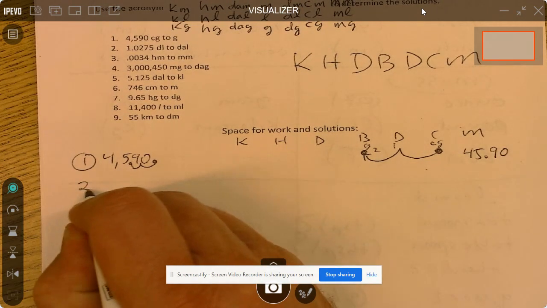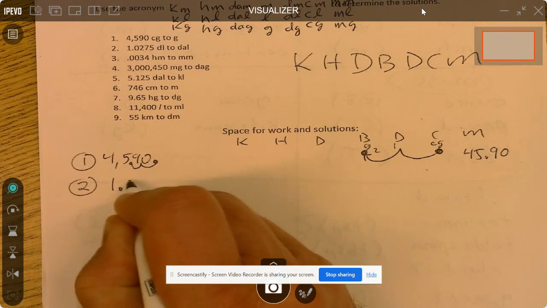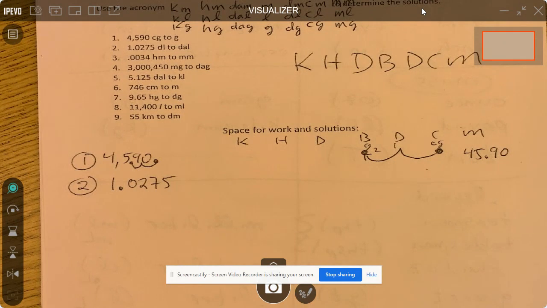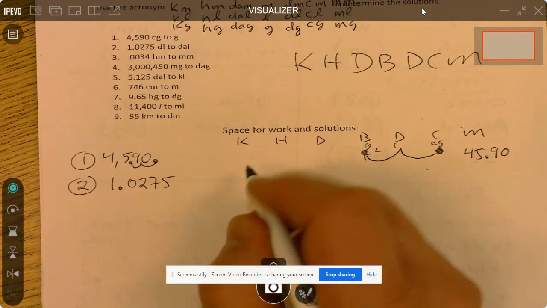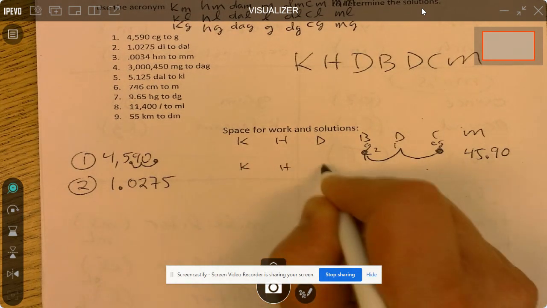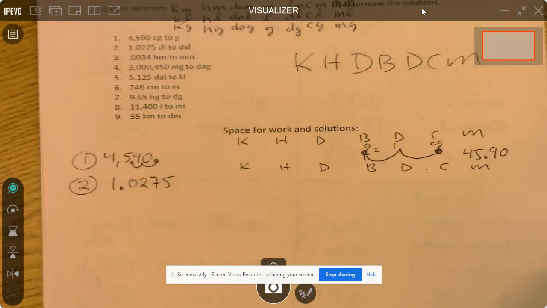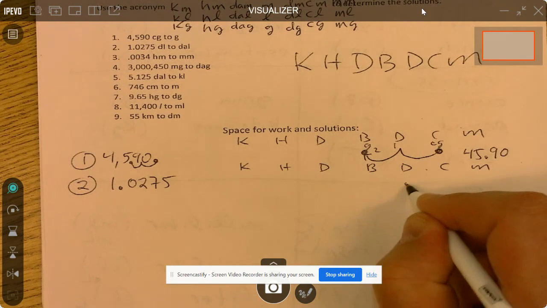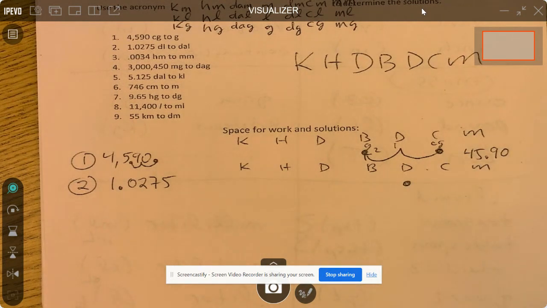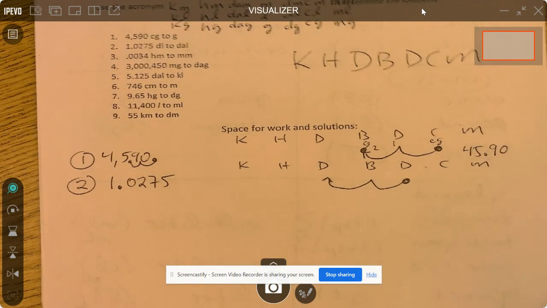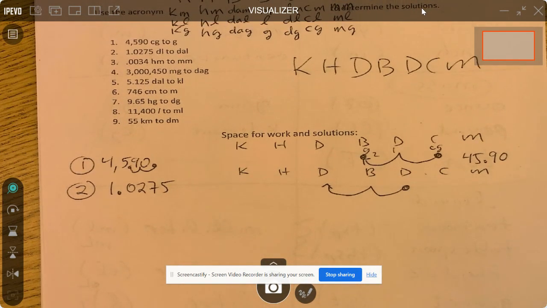Feel free to rewind this as necessary so you can see what is happening. 1.0275 is my next one. And if I write it out in order with the letters in the right places, so I have memorized my list, I am starting at DL, and I am moving to DAL, which means, again, I'm moving 2 spaces to the left.